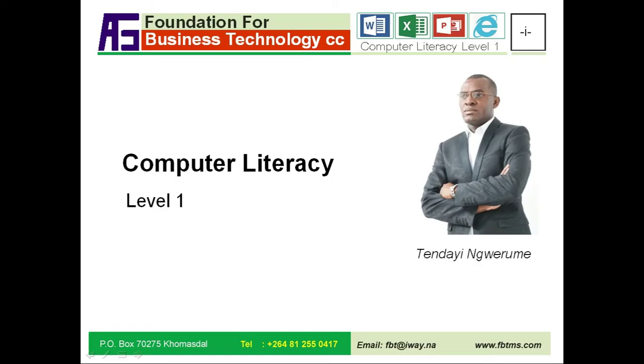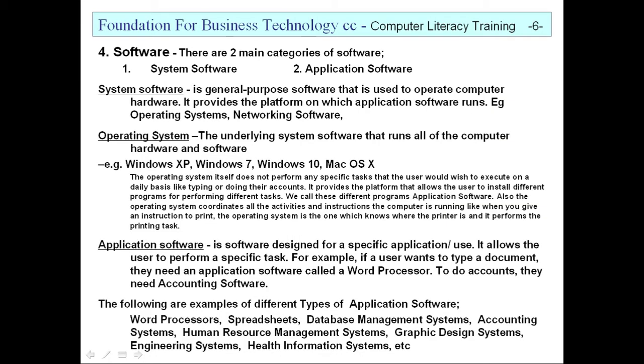Hello and welcome to this module where we are going to be discussing the different types of software that can be found on a computer. There are two main categories of software, namely system software and application software.